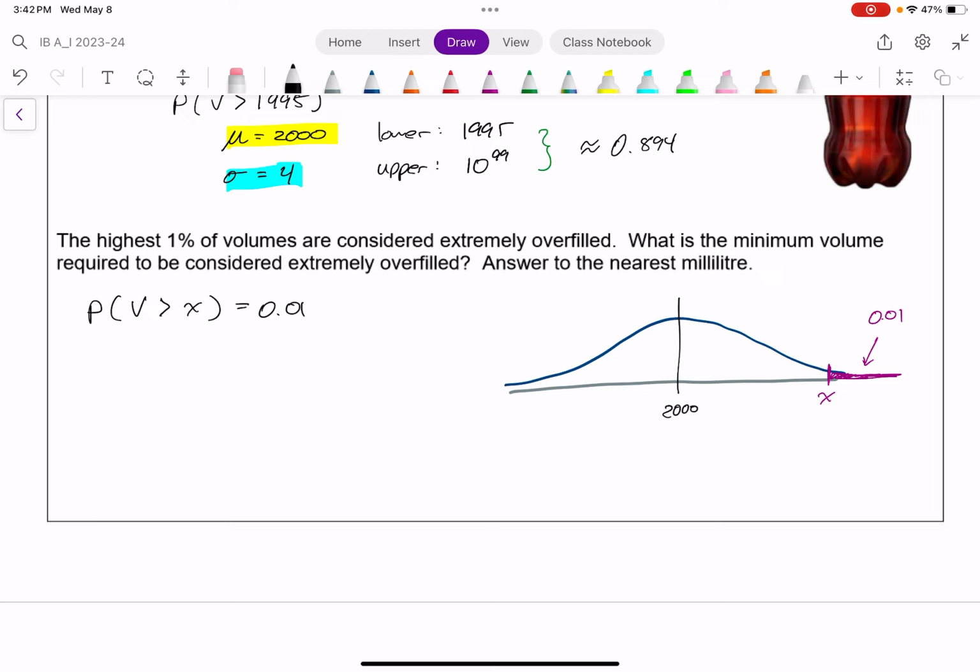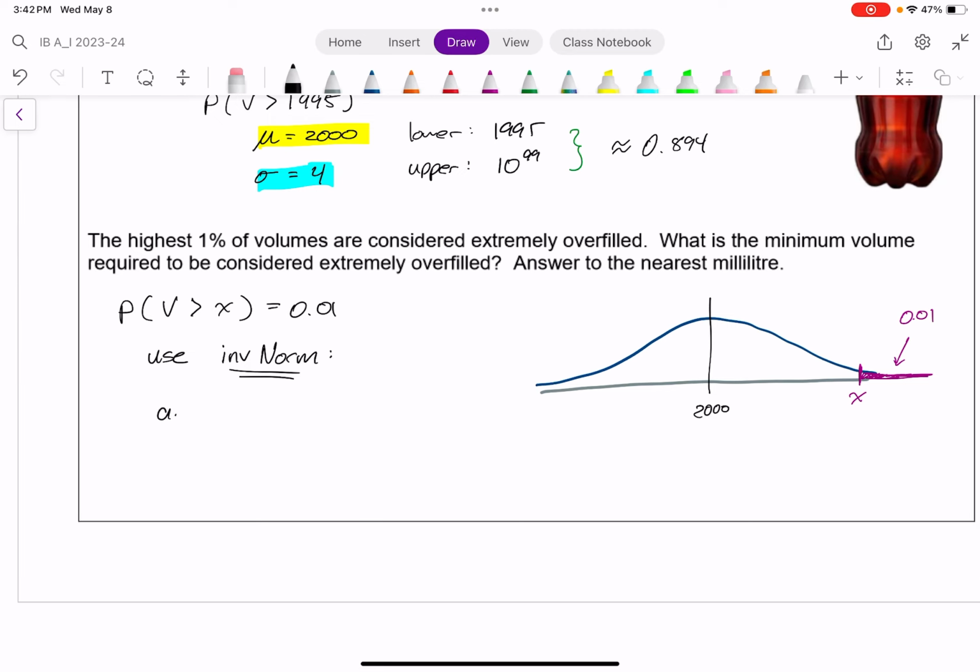And so I need to use my normal cumulative distribution function backwards, or the inverse, I should say. And so on most devices, the TI-84, for example, this is called the inverse normal. And you have to be asked a few things. And so for this, you have to know the area, which is really the probability. But again, keep in mind that probability is represented by this area, and vice versa. This area over here represents the probability of 1% of these bottles. And so the area is 0.01.